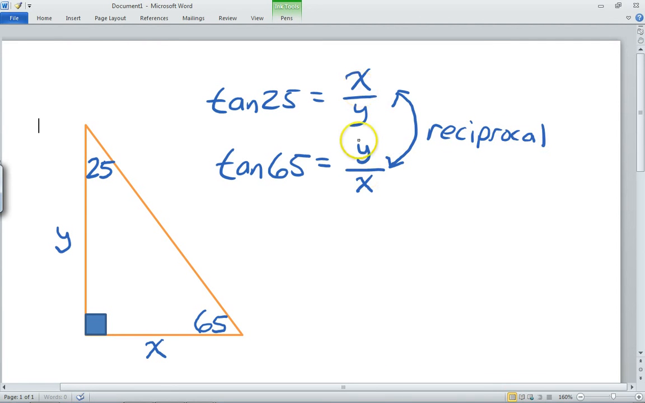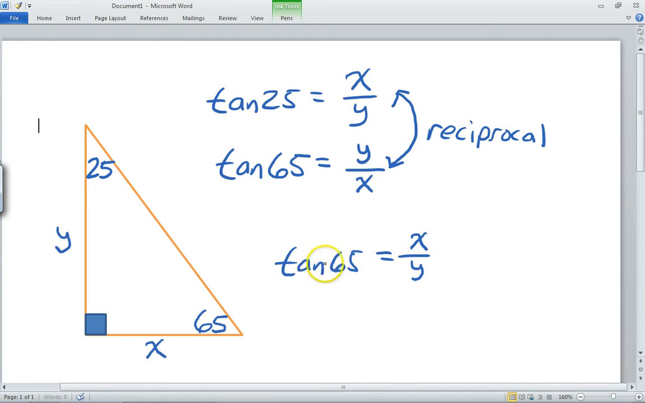I'm hoping you can see that these are reciprocals of each other. They are reciprocals. So, what would I have to do to this tangent 65 in order to make it be the reciprocal? If I could turn this upside down, it would be equivalent to tangent 25. So I want this to be the reciprocal, X over Y.